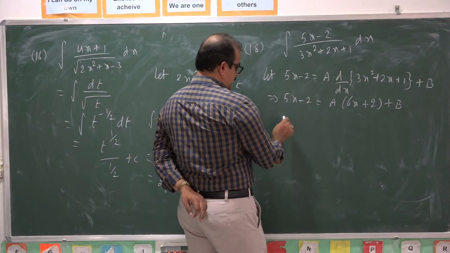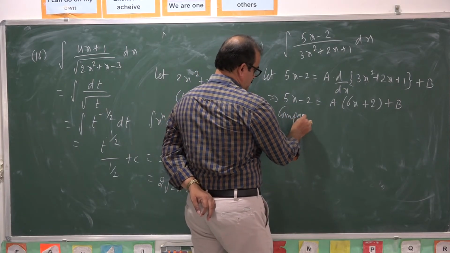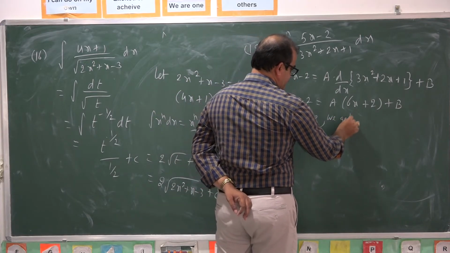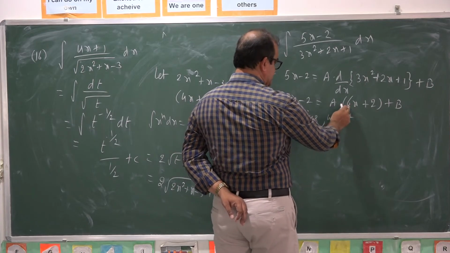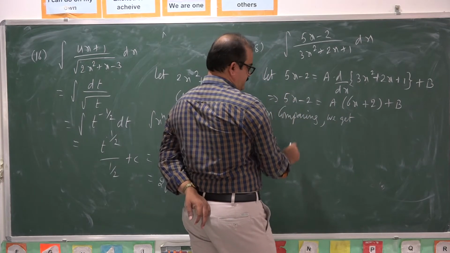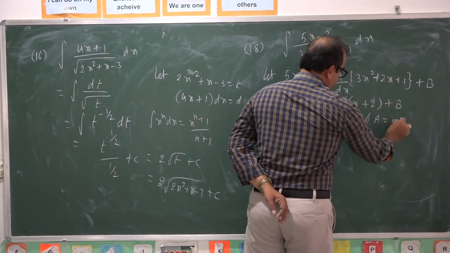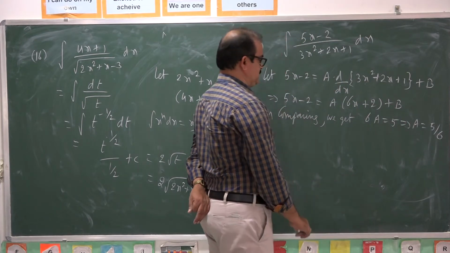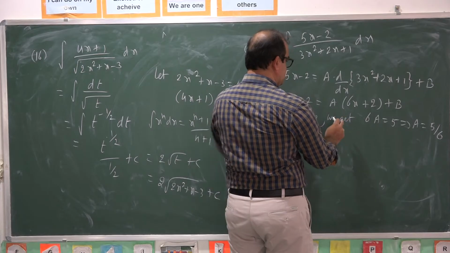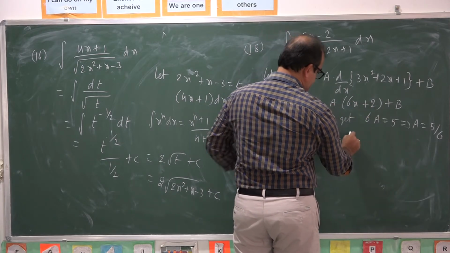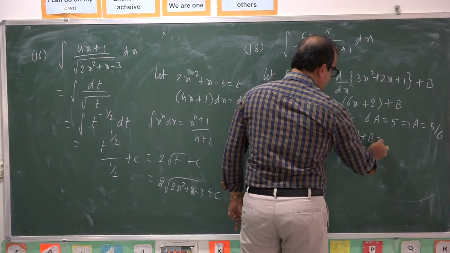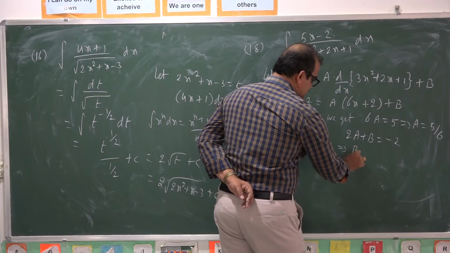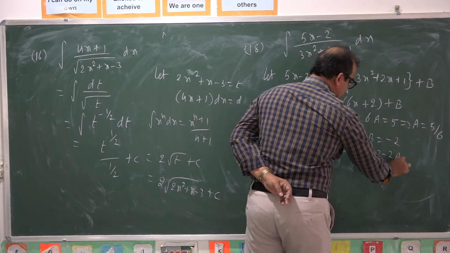Now on comparing the coefficients, we get, what is the coefficient of x? 6a. Here coefficient of x is 5. 6a is equal to 5. From this a is equal to 5 by 6. Next, compare constant terms. What is the constant term? 2a plus b. 2a plus b is equal to minus 2. From this b is equal to minus 2 minus 2a.